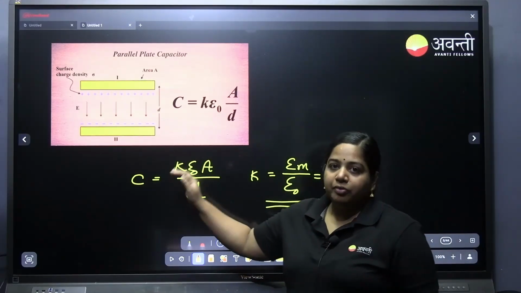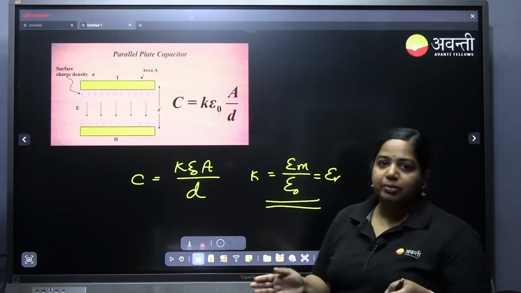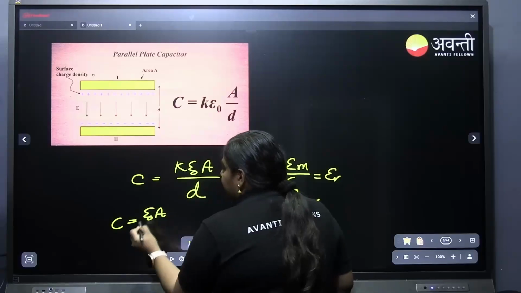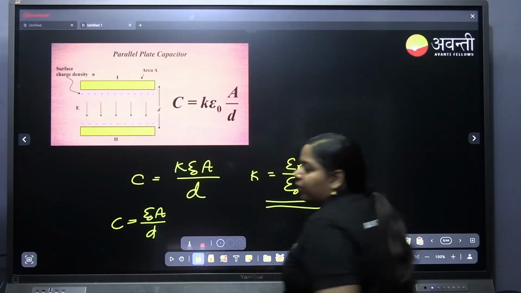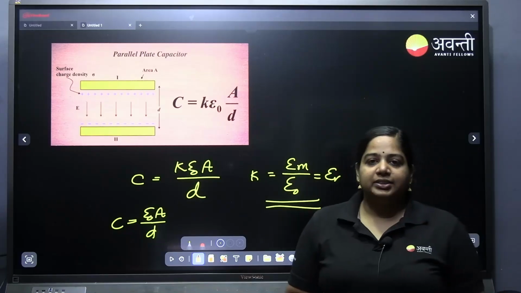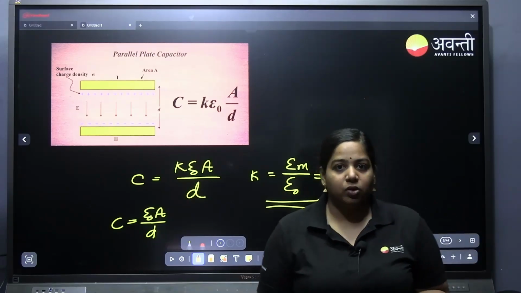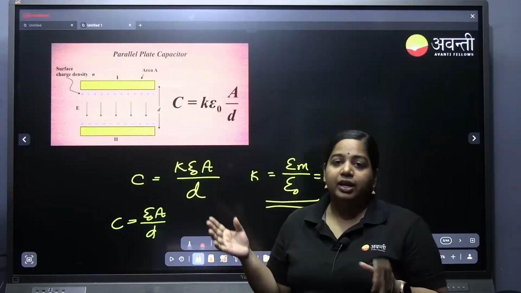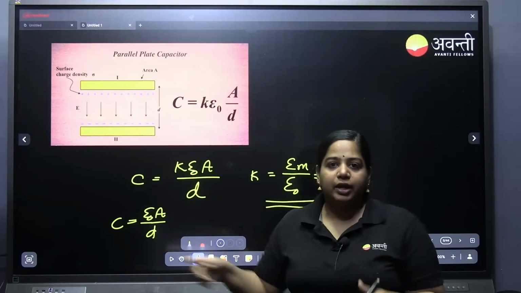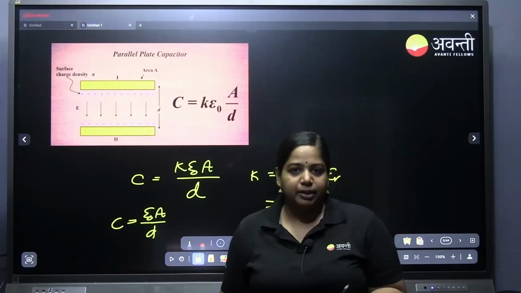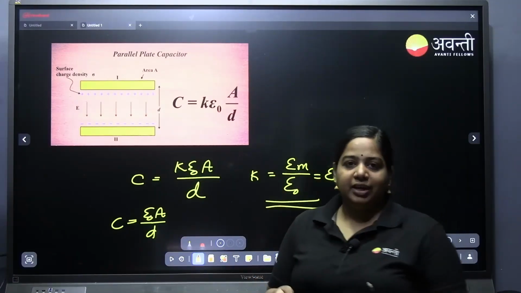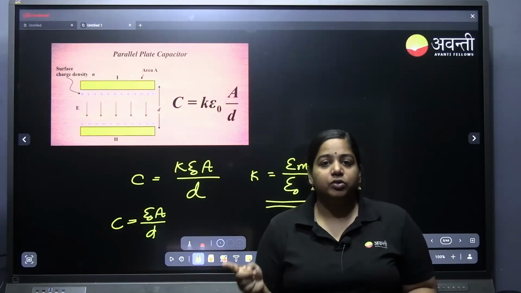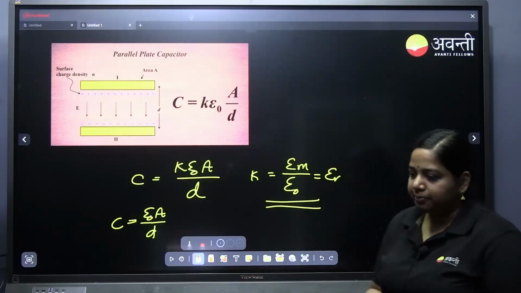Now if only air is filling the gap between the capacitor plates, C will just be equal to epsilon naught A by D. So from this, what did we understand? Capacitance depends on the physical dimensions of the capacitor: how we are making it, the area, the distance separating the plates, and what medium we are filling in between. C depends on all these things. It will not change with respect to Q and V.